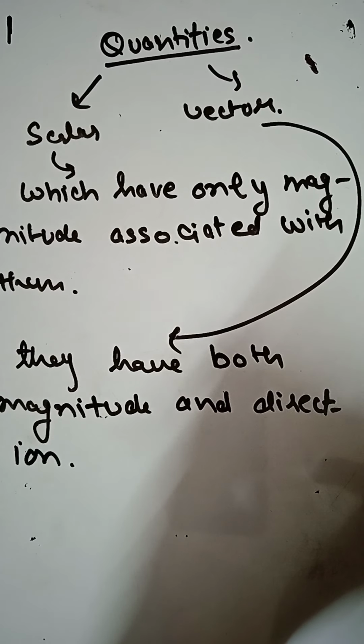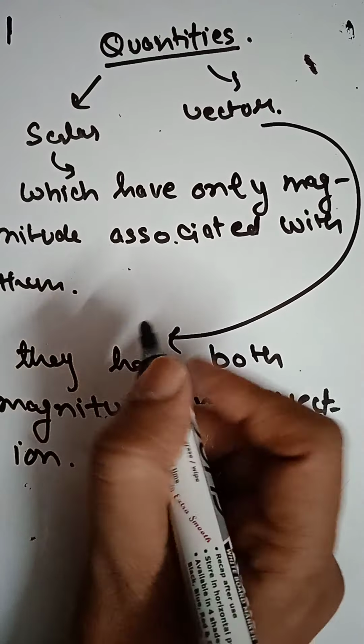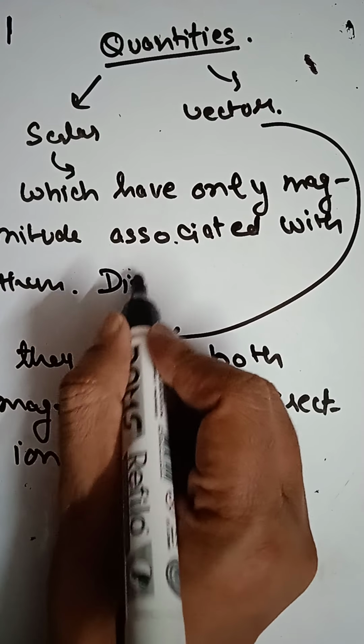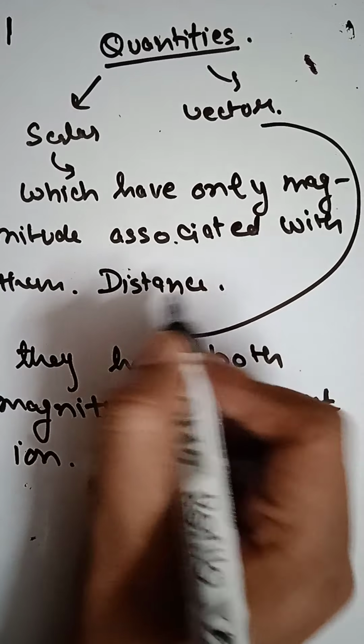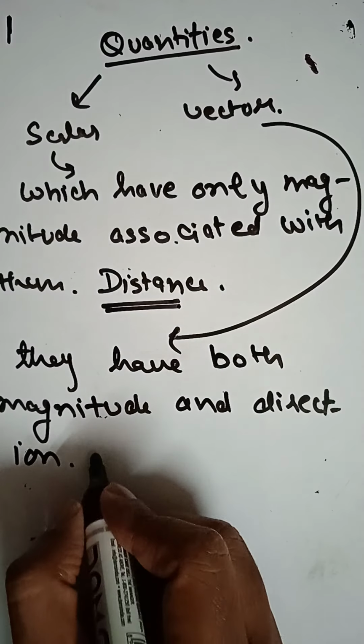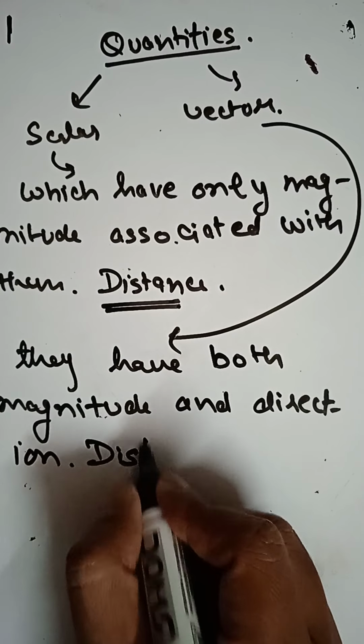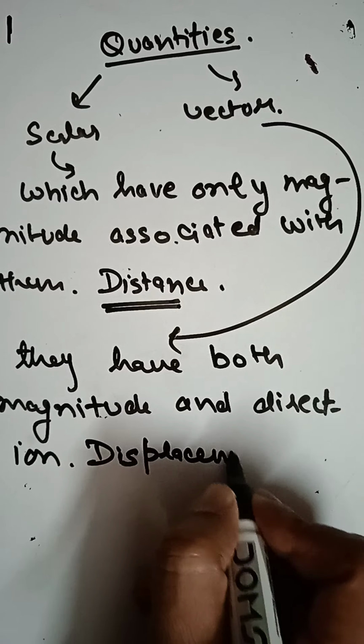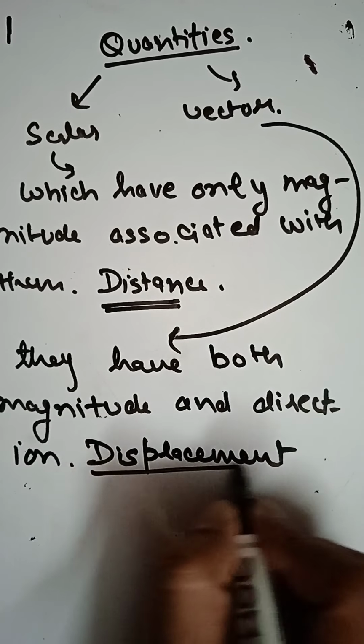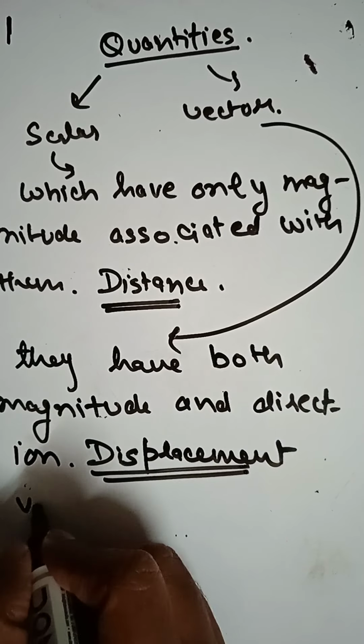So distance is an example of a scalar quantity, and displacement is an example of a vector quantity.